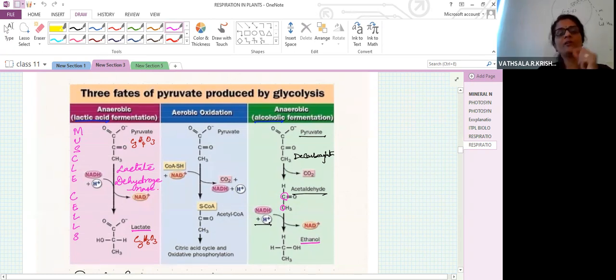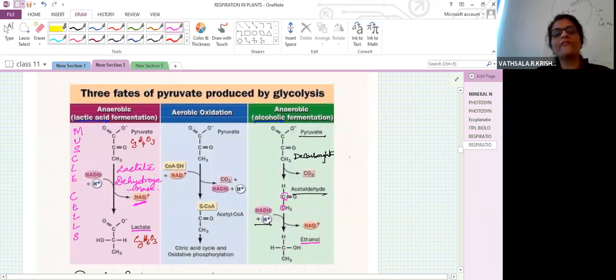If pyruvate is broken down to give energy without an adequate supply of oxygen, so C3H4O3, this much is the pyruvate in the presence of lactate dehydrogenase. The NAD that was used up during glycolysis is used up here, that is dehydrogenase, that's why we say it, and lactate is formed. So this is one fate. This happens in the muscle cells.